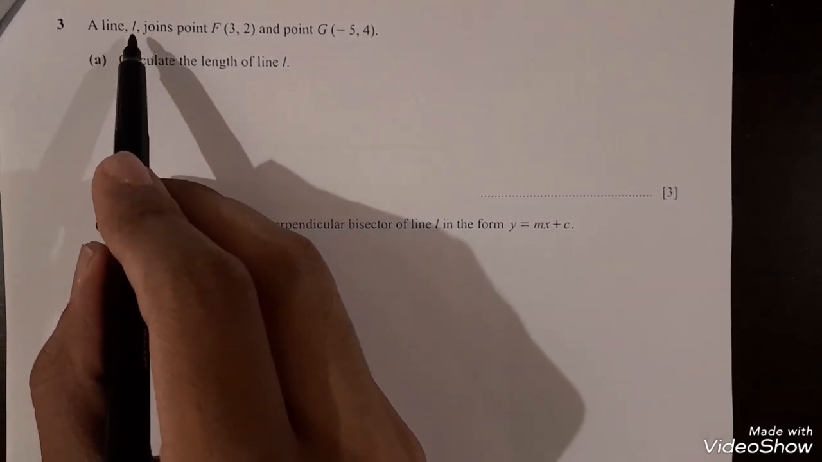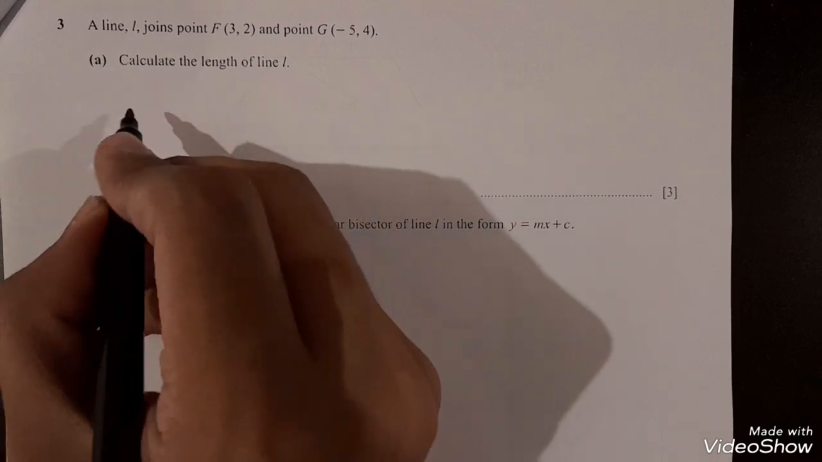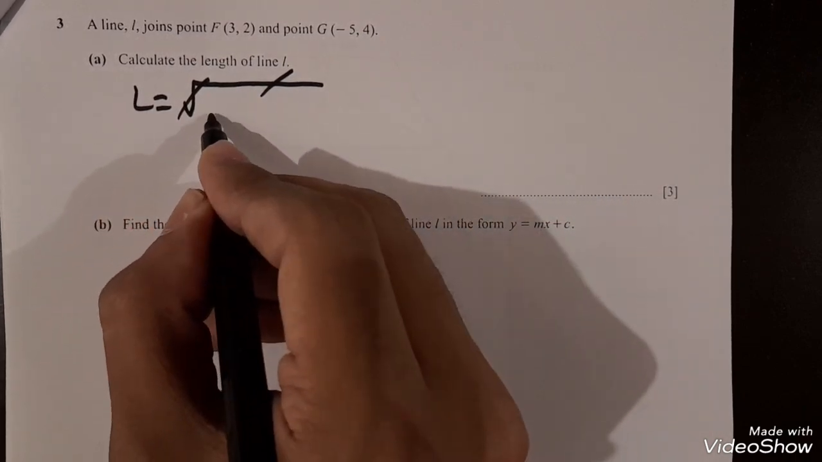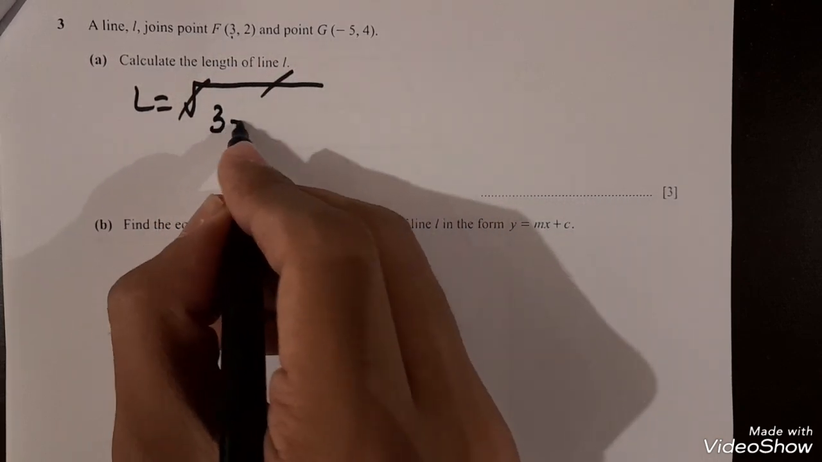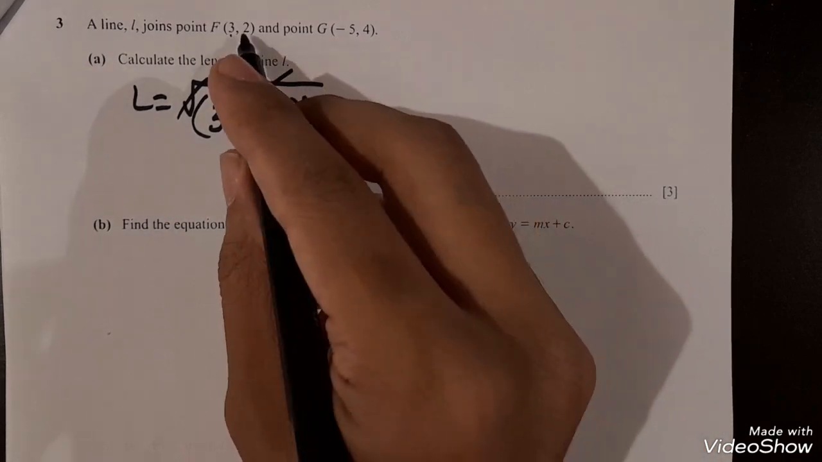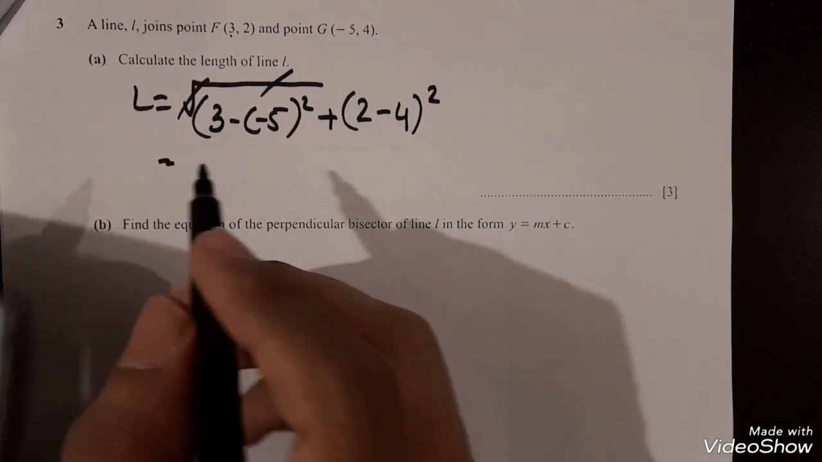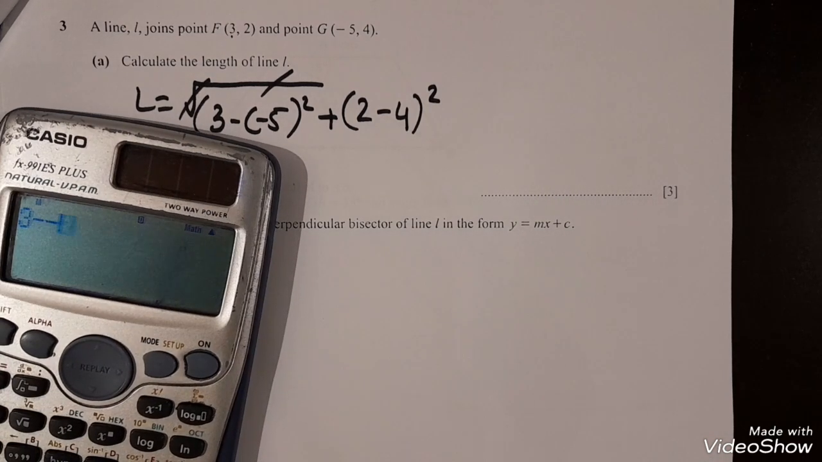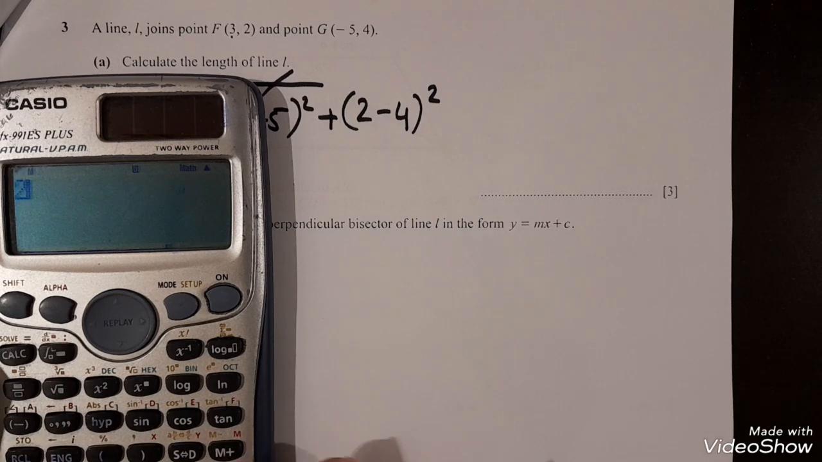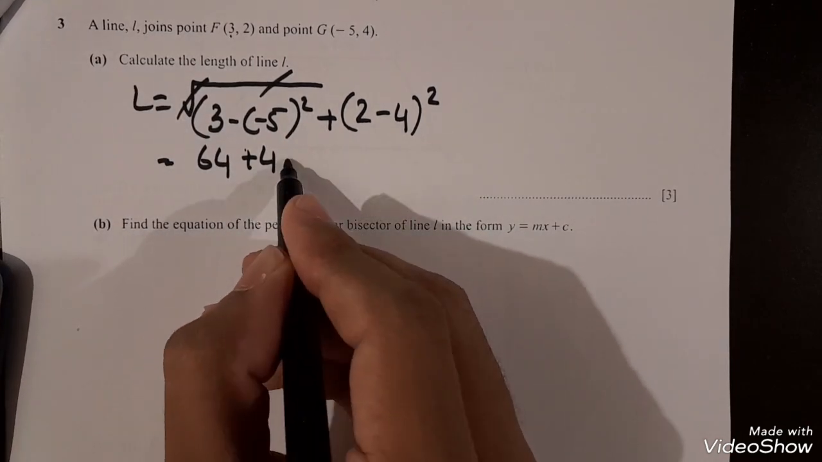Question 3 states a line L joins point F and point G. A. Calculate the length of the line L. So the length L is equal to the square root of the difference between 3 and minus 5 squared, plus 2 minus 4 squared. 3 minus 5 squared will be 64, and then 2 minus 4 squared will be 4, so 64 plus 4. So these two will add up and form 68.